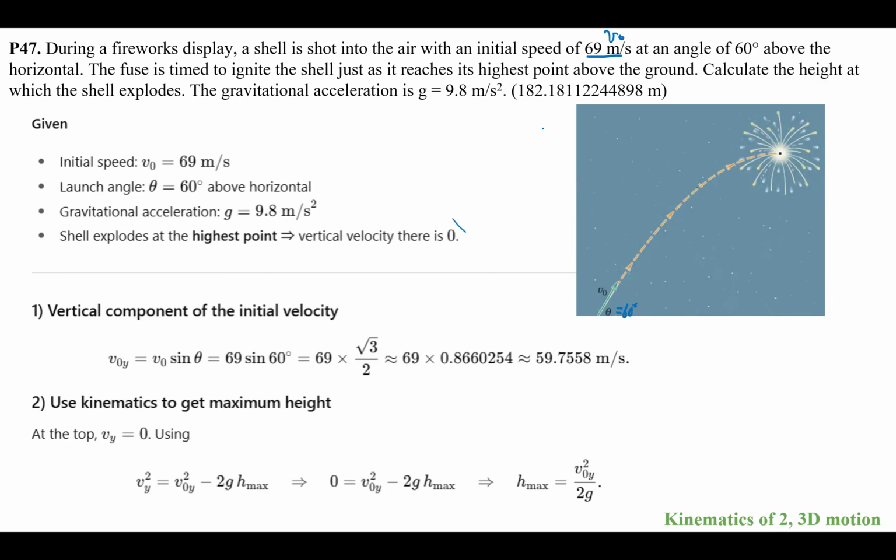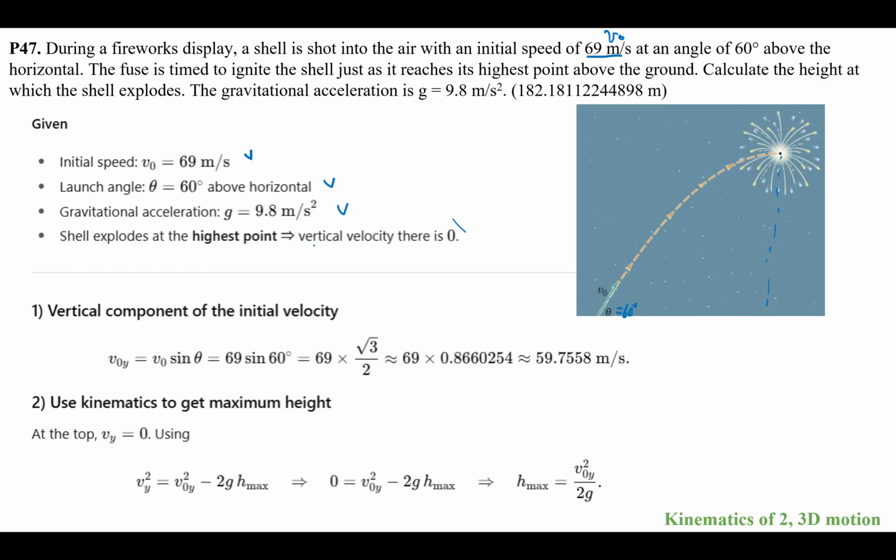The fuse is timed to ignite the shell just as it reaches the highest point above the ground. Calculate the height at which the shell explodes. So in other words, we need to find out the maximum height. Okay, so let's summarize what is given. Initial speed is given, launch angle is given, the gravitational acceleration is known. The shell explodes at the highest point.